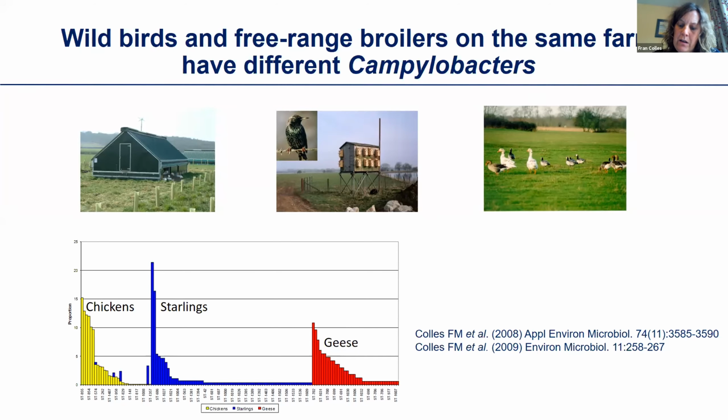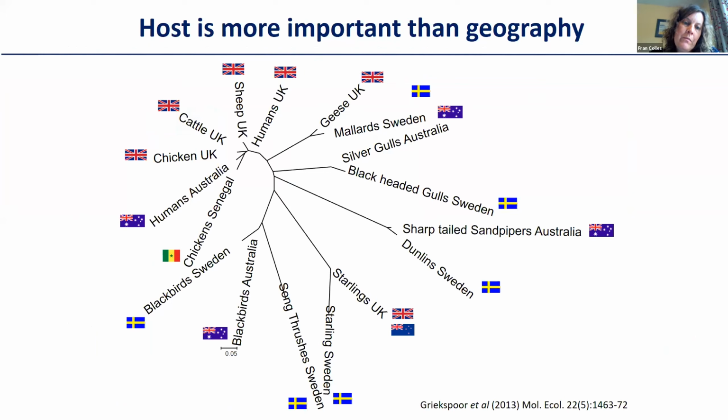populations of Campylobacter. So then we carried on a bit further with collaborators looking at other wild bird populations. So although we found the 3 species of bird on the same farm had very distinct Campylobacter populations, we found, for example, starlings here from the UK, Sweden and New Zealand have almost identical populations, despite being up to 12,000 miles apart.